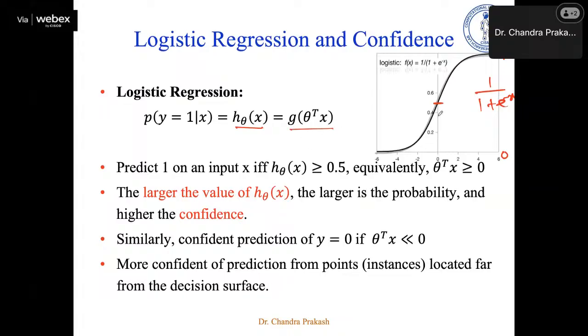So we can say the larger the value of h_theta, if we go over here or over here, the larger is the probability and higher is the confidence over here. There is low confidence when the value lies here. Similarly, the confidence in the prediction of y equal to 0 is higher if it is much less than 0. There is more confidence in the prediction for points located far from the decision surface.